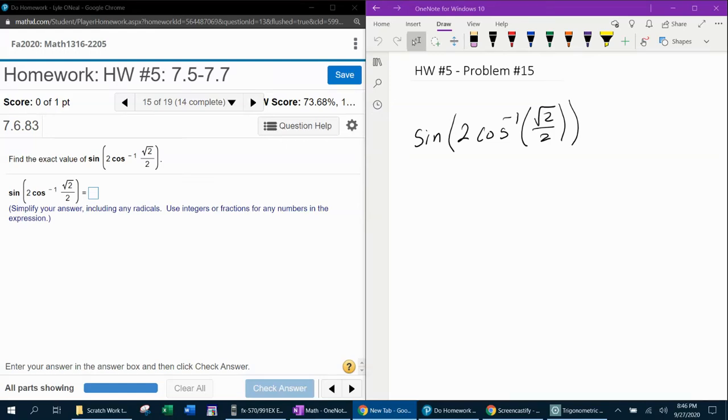All right, here we go. Question number 15 from our 1316 homework number 5 in MyLab Math. And they want us to find the exact value of this composite expression.